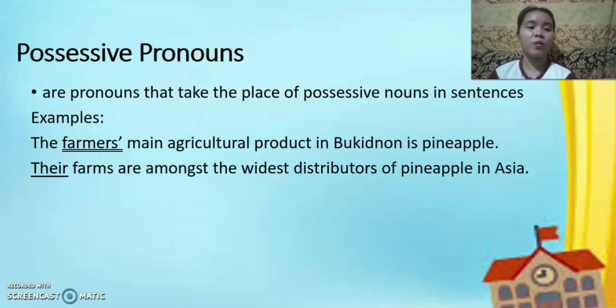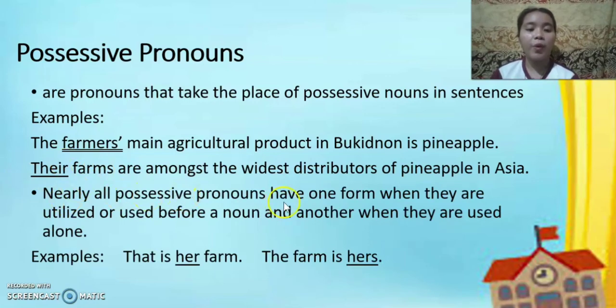Now, possessive pronouns. These are pronouns that take the place of possessive nouns in sentences. So, for example, the farmers' main agricultural product in Bukidnon is pineapple. We've already discussed possessive nouns. Now it is possessive pronouns. So here, the possessive noun is farmers, then we make it into a possessive pronoun. So this will become: their farms are among the widest distributors of pineapple in Asia. So the farmers, which is a possessive noun, was changed into a possessive pronoun there. Okay, noted, children. Very good.